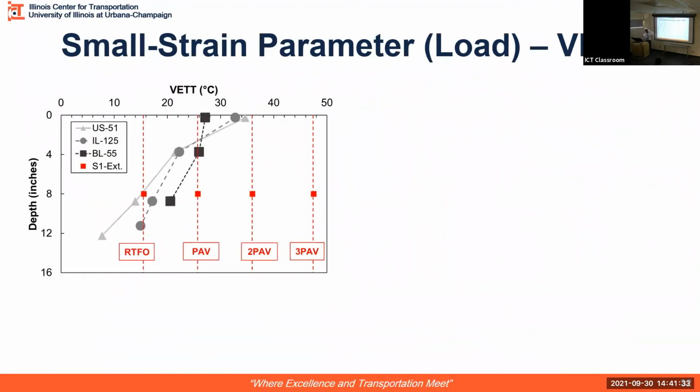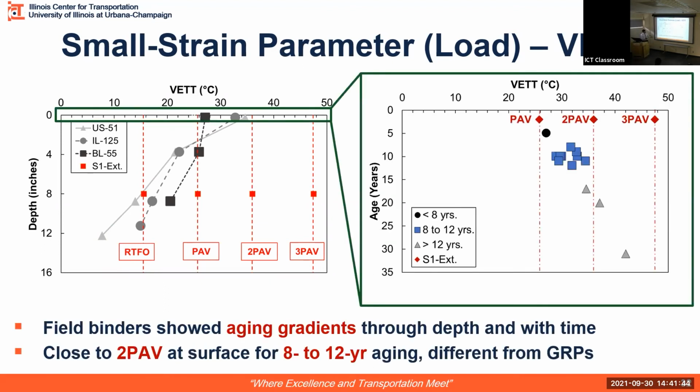If you look at another parameter, which was the viscoelastic transition temperature, it is a stiffness independent parameter, and we clearly see a trend along the depth, and we see the gradient. And if we plot all of them together, we see a nice distribution with aging duration. Most of these binders, whose area of interest is 8 to 12 years and represent long term, are close to PAV. So definitely PAV aging is not the way to go when we are looking at the long term performance of these binders.